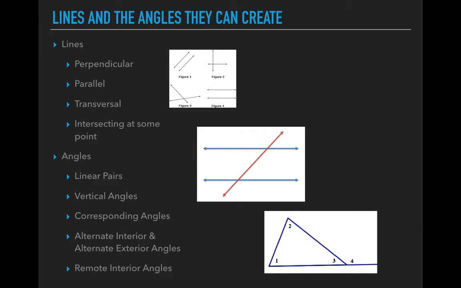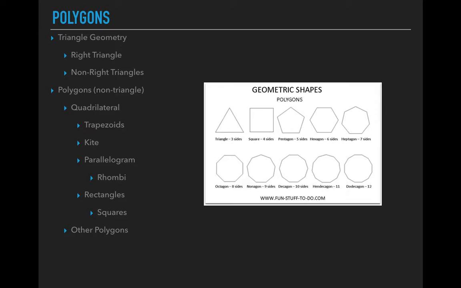To begin a discussion of some of the things we'll be covering, first are lines and the angles that they create. So we have our perpendicular, parallel, transversal, and two lines that intersect at some point. And when this occurs, we create angles, and those angles are listed below. We'll also have a discussion about polygons. We'll start with our triangles, and then we'll move on to our quadrilaterals, and then we'll move on to other polygons, i.e. those with more than four sides.